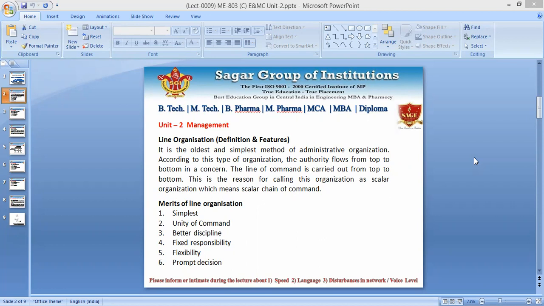So what was the features of the line organization? As I told you earlier, it is the simplest form of the organization and the oldest forms also. Second one is the line of authority flows from top to bottom, which is the natural process, because in nature also top से चीज नीचे ही आती है due to gravity. Here also the gravity works in the form of work.